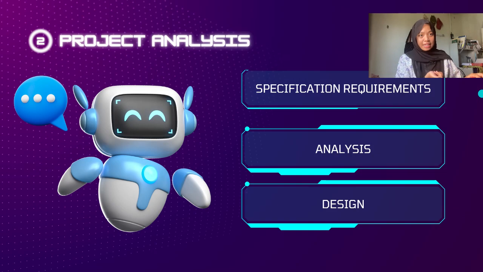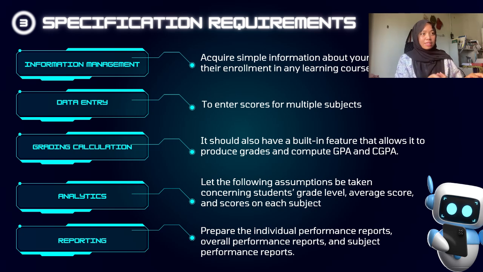Next, for the project analysis, we will show you three types of it, which is specification requirements, analysis, and also designs. For the specification requirements, we have information management, data entry, grading calculation, analytic, and also report.